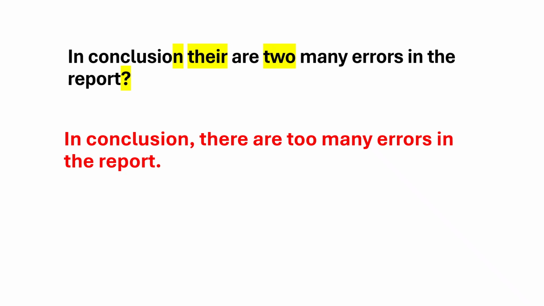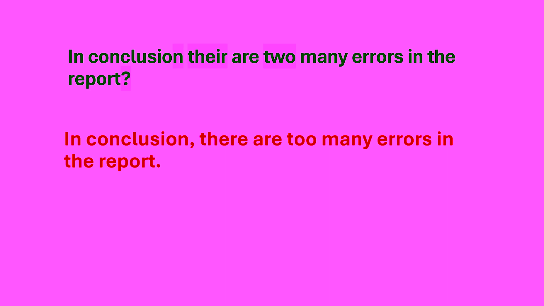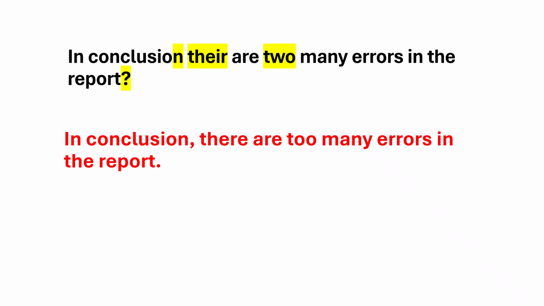Did you spot the errors? There are several in this statement. In conclusion, you should have a comma following conclusion. There is the wrong there. It should be T-H-E-R-E. And again, the wrong to, it should be T-O-O. And it is a statement, not a question. Therefore, the question mark is not needed. The correct sentence should read, "In conclusion, there are too many errors in the report."